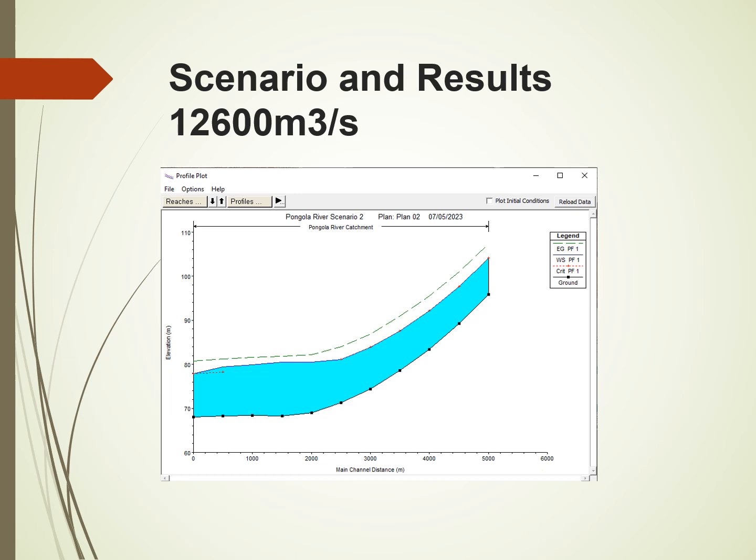Now on the profile plot, we can see the depth of the water is substantially higher than what it was in the 2000 cubic meter per second example. And on the downstream from station 0 to about station 2500, we can see there's a dramatic increase in the depth of the water as the gradient is flatter there and it's backing up.